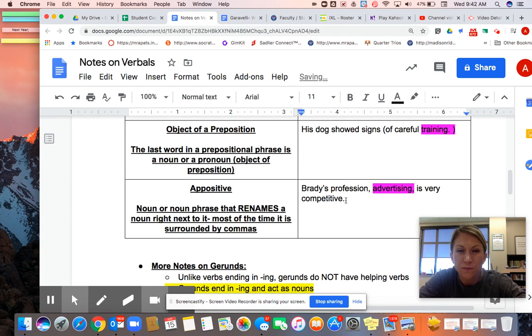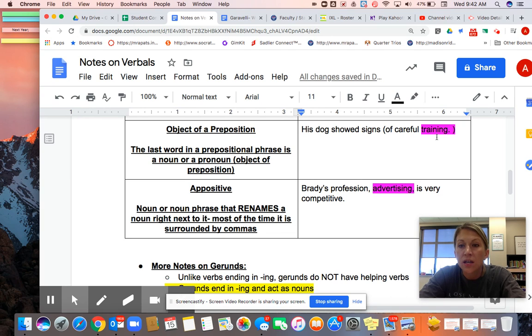Okay. Now look at this one. I think this one's pretty easy too. We talk about prepositional phrases all the time. So a gerund can be an object of a preposition. Remember, the last word in a prepositional phrase is a noun or a pronoun, which is the object of your preposition. So guys, if you have a preposition, and at the end of that prepositional phrase, you have an ing word, guess what? It's probably a gerund. His dog showed signs of careful training.